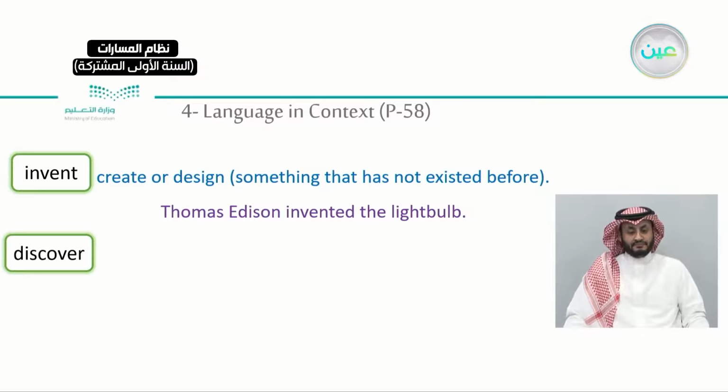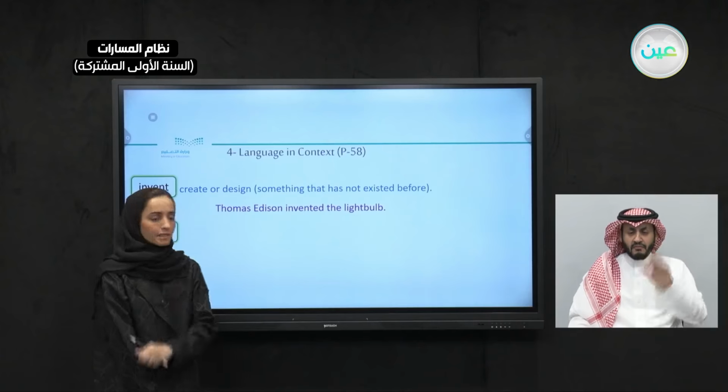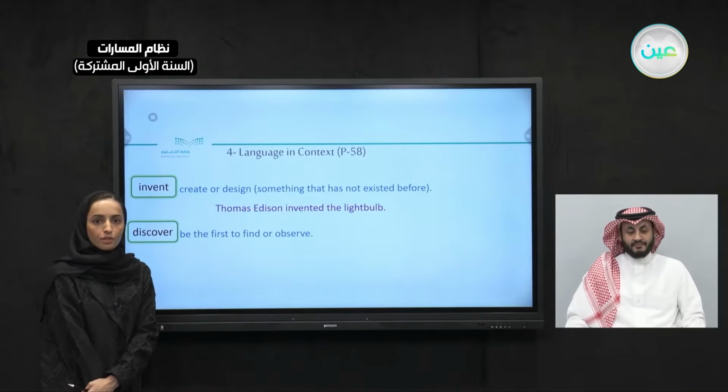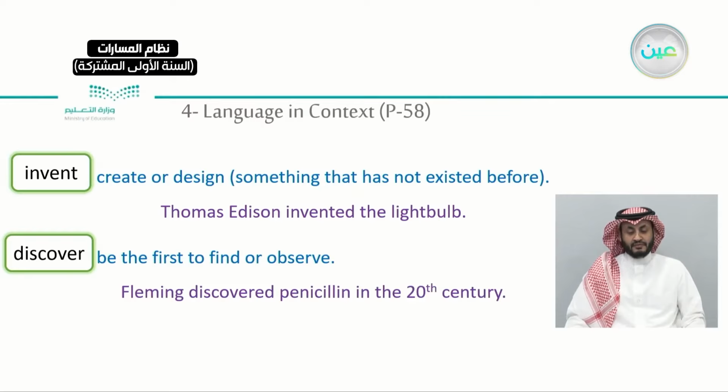Also, we came up with the idea of discover. What is the difference between to discover and to invent? To discover is to find something. It is there. No one knows about it, then you will find it. So, to be the first to find or observe. Finding or observing something. Fleming discovered penicillin in the 20th century. The penicillin was there. However, no one knew anything about it, and he found it. He discovered it.